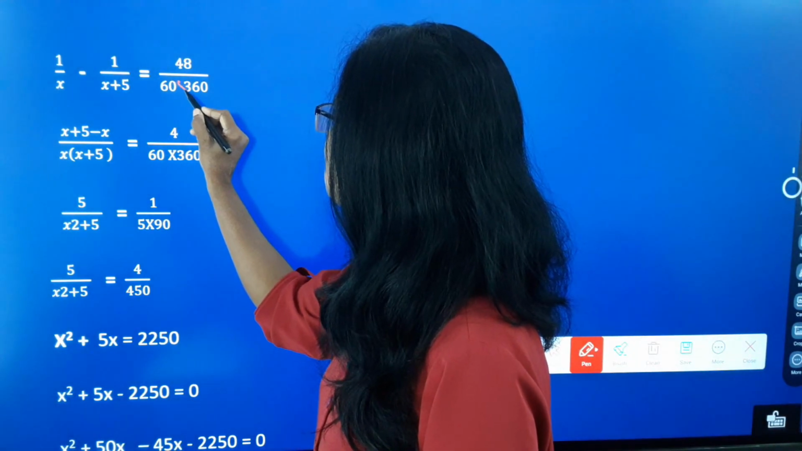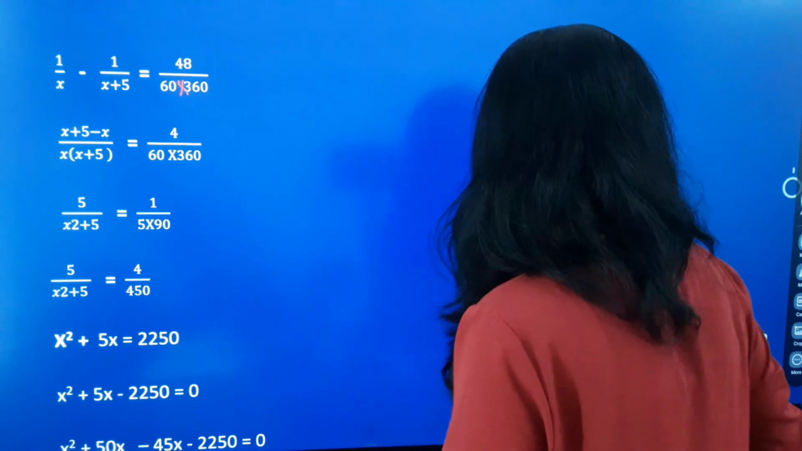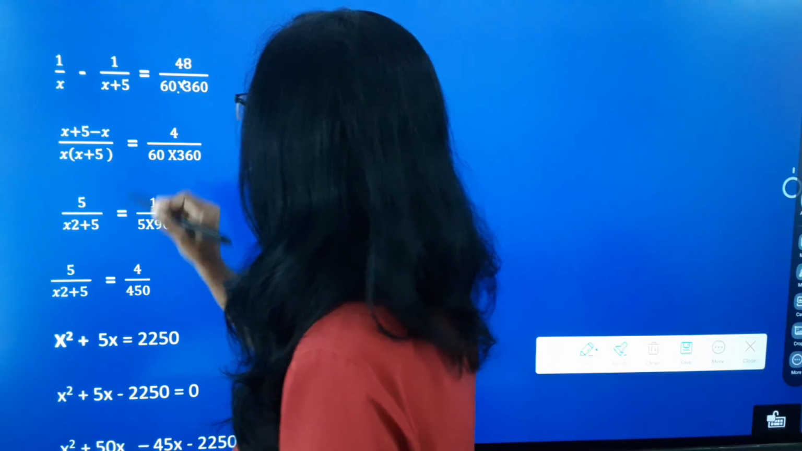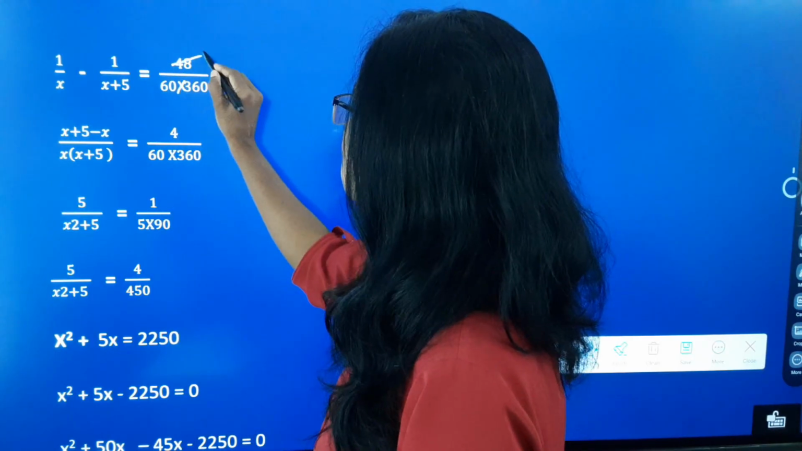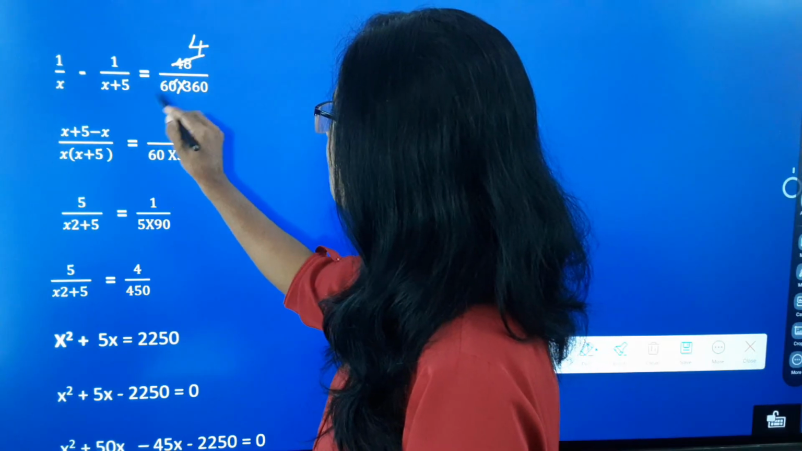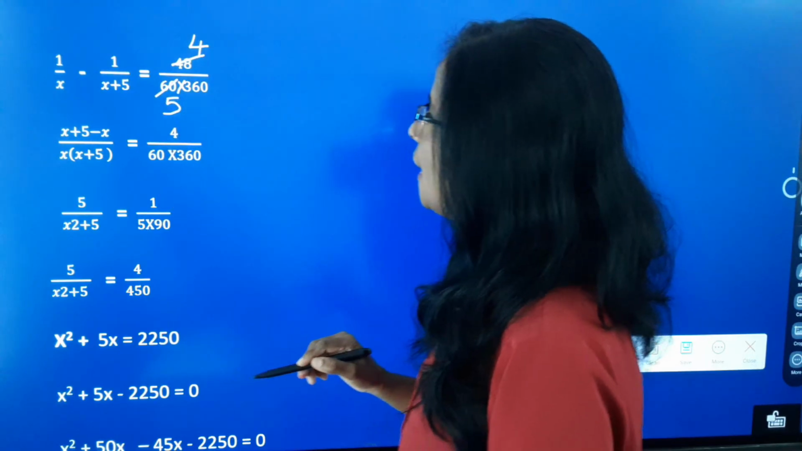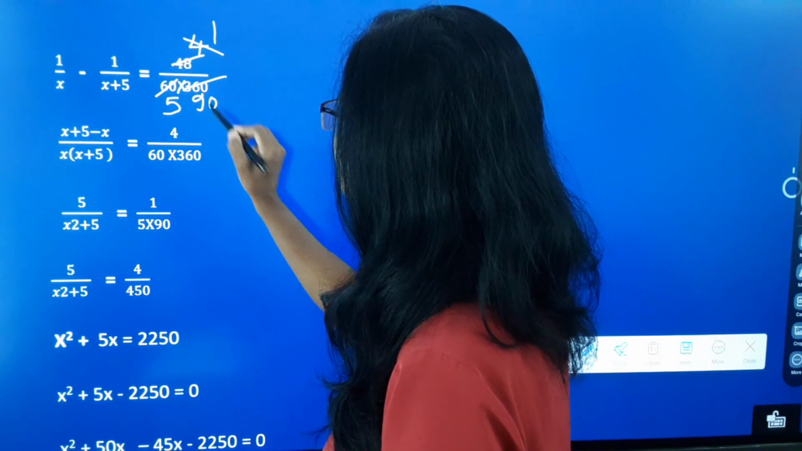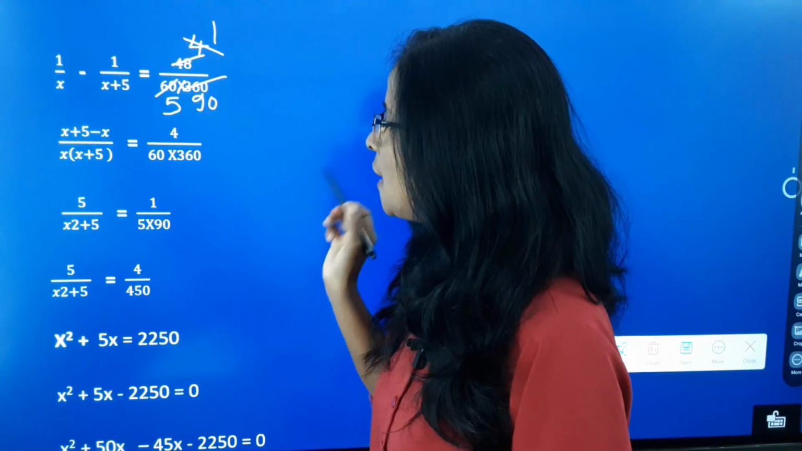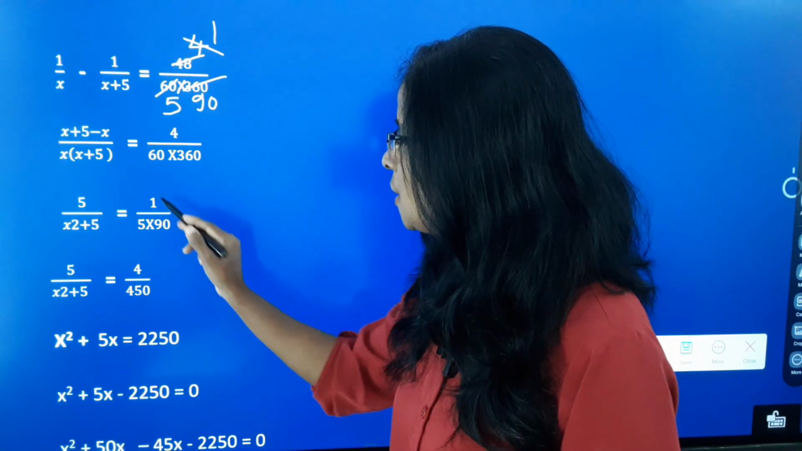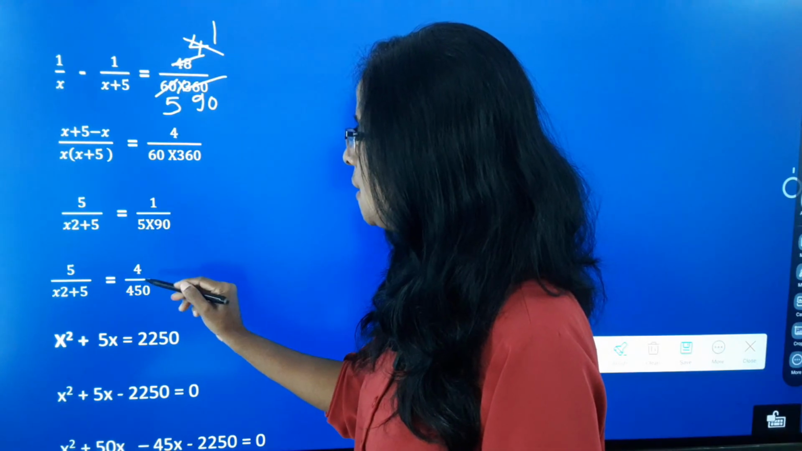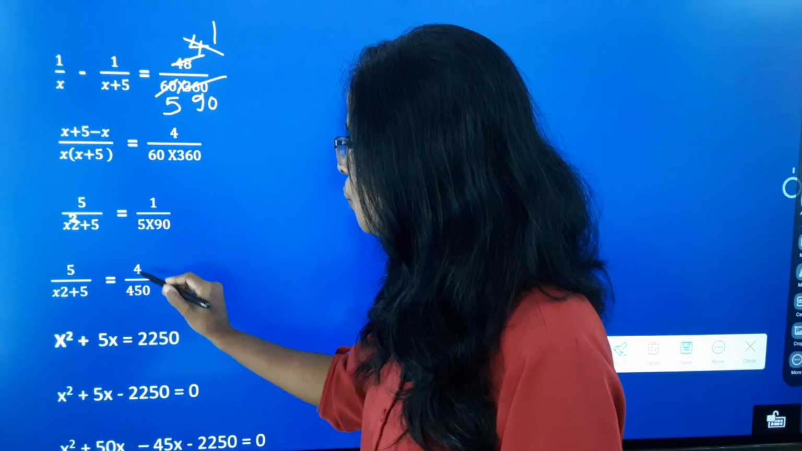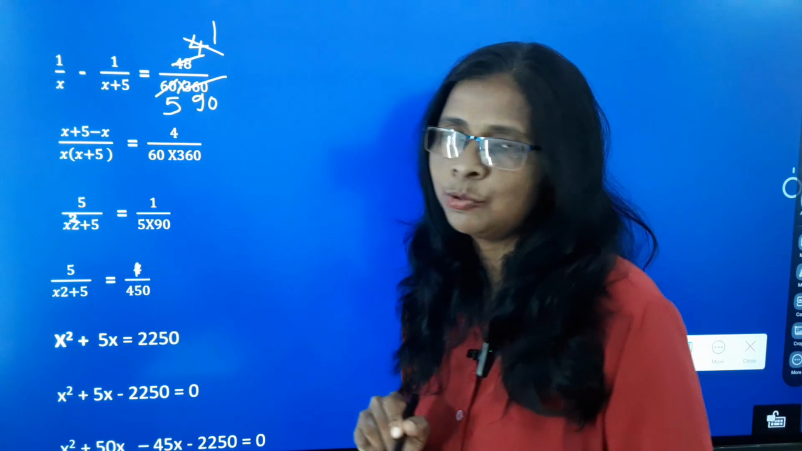Which is equal to, we can calculate here, 60 multiplied by 360, students. Here we can write 60 multiply 360, and then 12 4s are 48, 12 5s are 60. And 4 1s are 4, and 4 9s are 36, which gives 0. So that means 1 upon 5 into 90, so 5 upon x square plus 5x is equal to 1 upon 450, students.